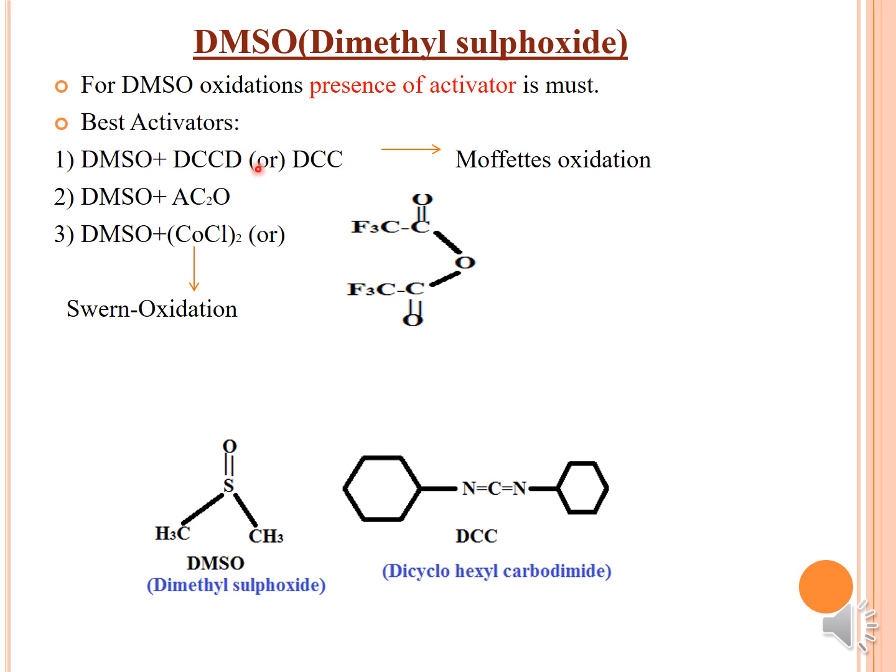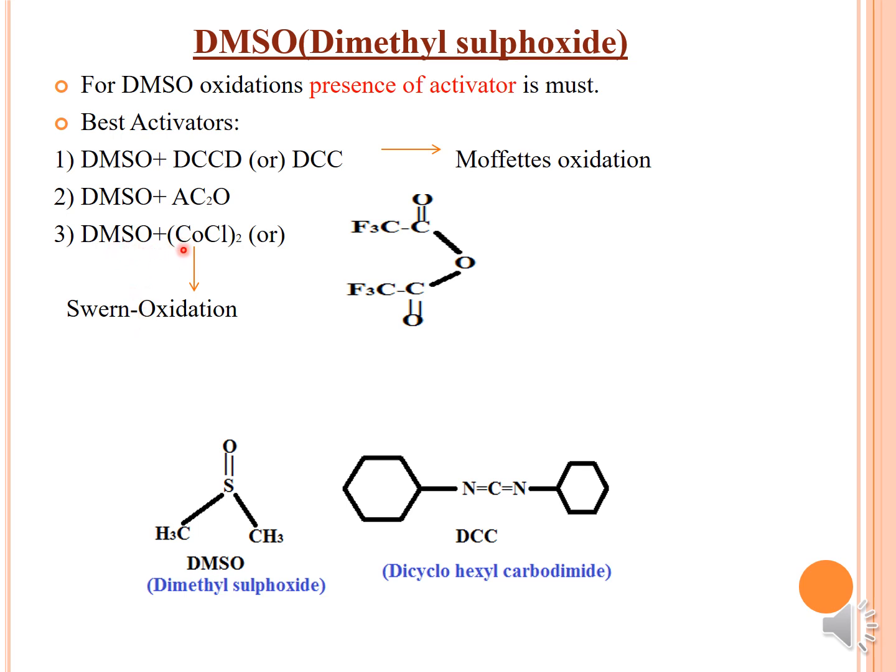This combination is your Moffatt oxidation, and another one of the best activators is DMSO plus acetic anhydride. This we are not going to study, which is not there in your syllabus. And then the next oxidation is your Swern oxidation, important from the exam point of view.